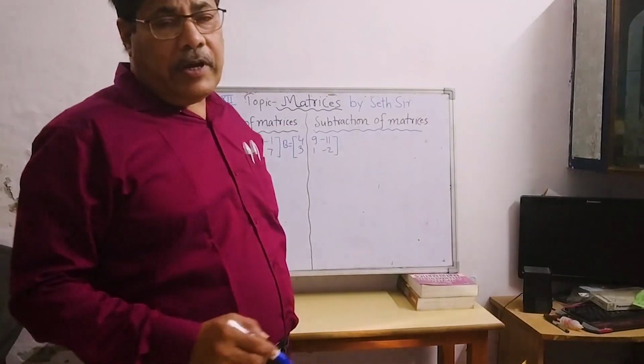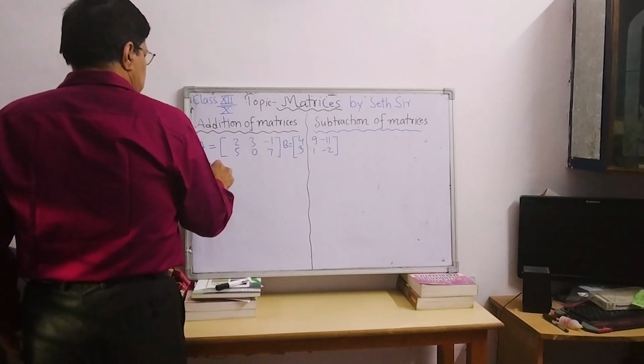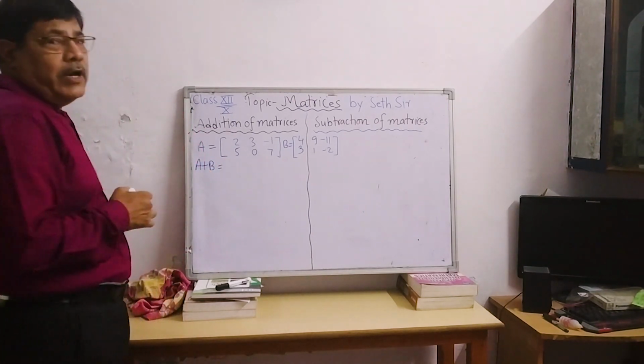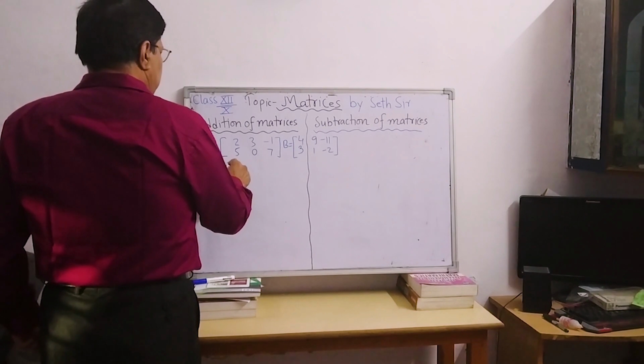Now you have to find the sum of these matrices. So A plus B. Okay? Means you have to add them. How will you add them? So you will make this bracket, a big bracket.